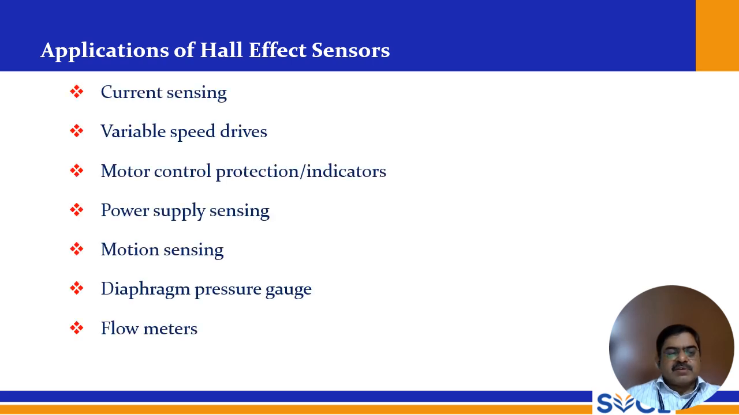Applications of Hall effect sensors: current sensing, variable speed drives, motor control, protection indicators, power supply sensing, motion sensing, diaphragm pressure gauge, flow meters. So these are the major applications of Hall effect sensors. And in heading sensors also the Hall effect concept is used. And these are the applications, advantages, disadvantages.